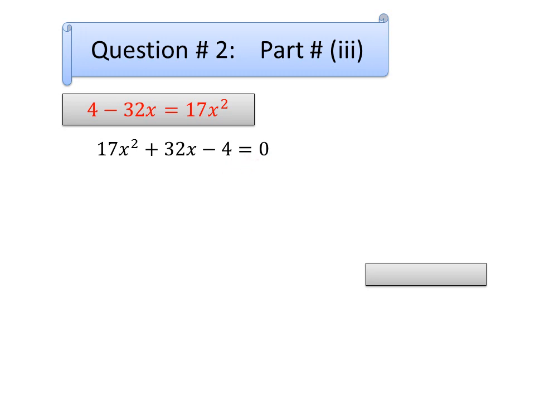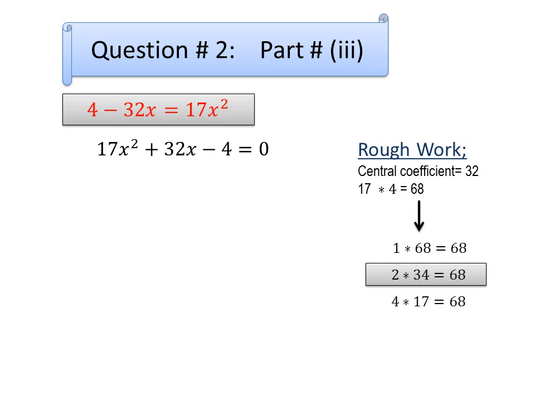Again, we will do the same procedure as done before. We have to go to our working. We have to look for the central coefficient, which is 32. Then we will multiply the first coefficient with the third coefficient, that is 17 into 4, which is equal to 68. Again, we are going to find the factors of 68, to get 68 after multiplication and 32 after addition or subtraction.